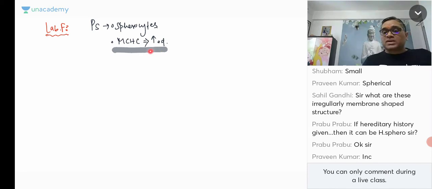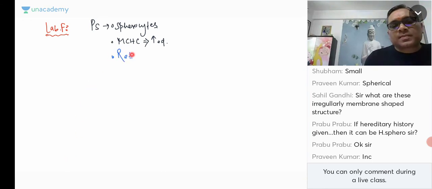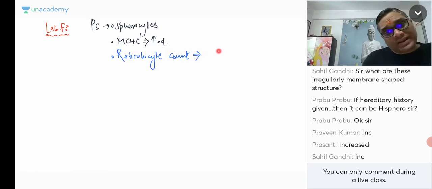Mean cell hemoglobin concentration will be increased because of the loss of water from the cells. Water from the cells will be released. That is why MCHC is getting increased here. Now I wanted to ask you an important thing. What will happen to the reticulocyte count in this case? What will be the reticulocyte count in hereditary spherocytosis? Increase or decrease? Increase. Very good. Increased.